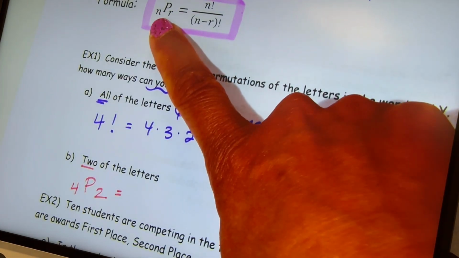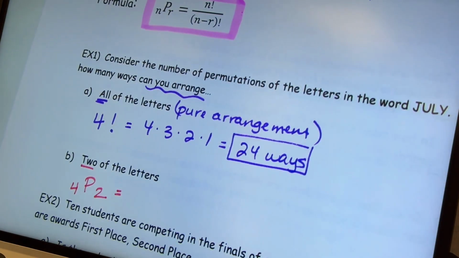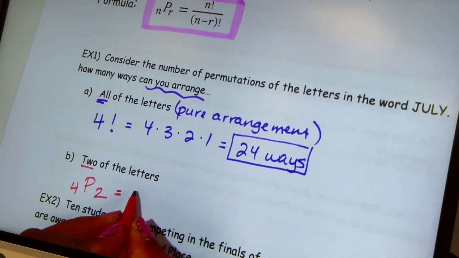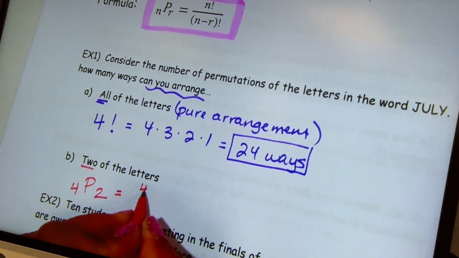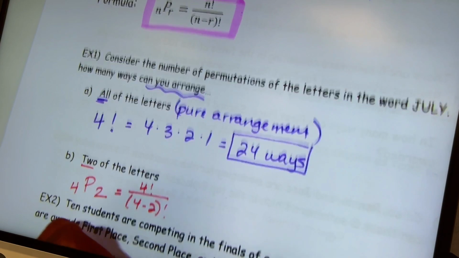N is always the total number of things that are being arranged, and R is always the number of things that are being arranged out of the total. So it's 4P2. So N factorial, so that would be 4 factorial, all over N minus R factorial, that's 4 minus 2 factorial, okay?